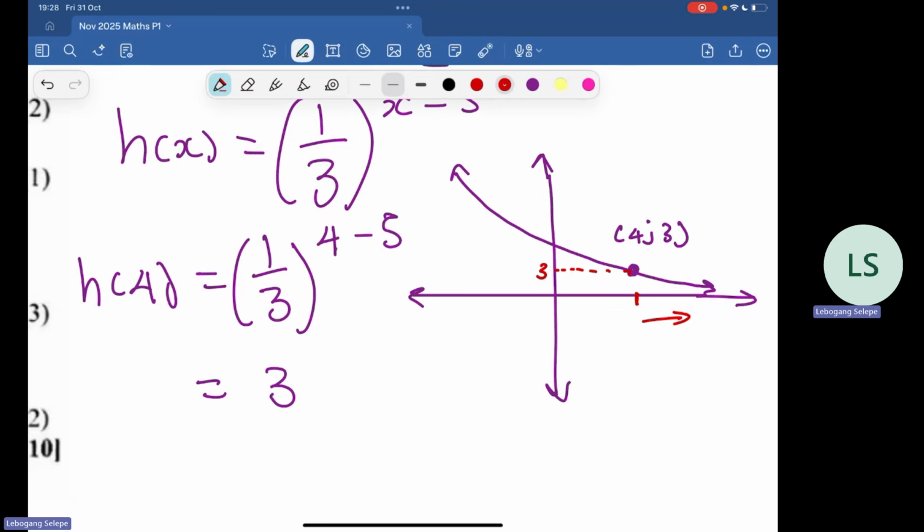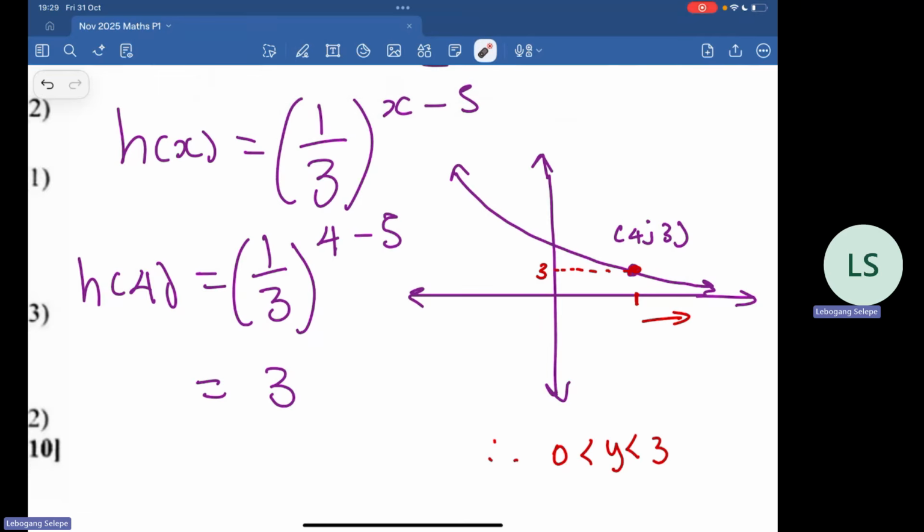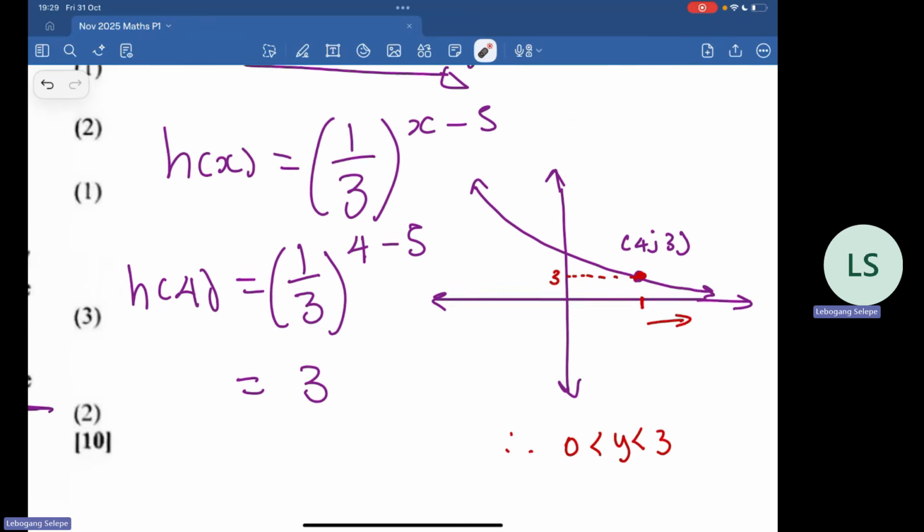So as you can see now, we can describe them and say that the y values are bigger than 0 but less than 3. So they're between 3 and 0. Therefore, the y values are bigger than 0 but less than 3. That's how you describe those y values. Between 0 and 3, right? That would be your answer.